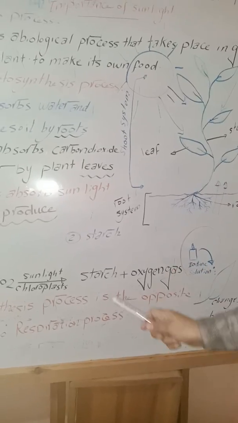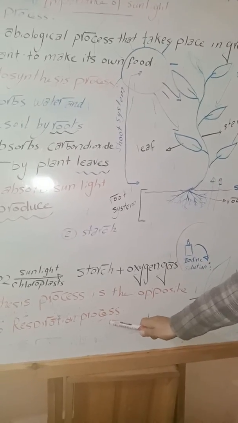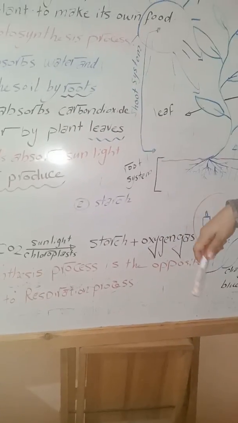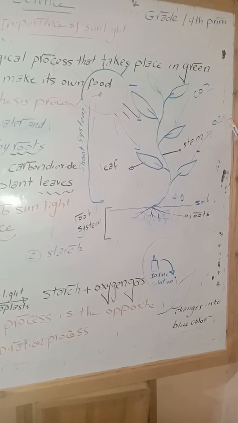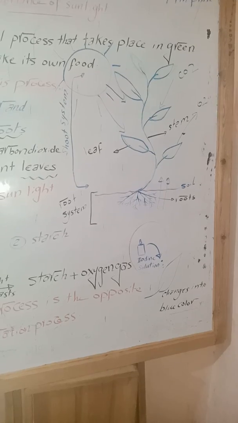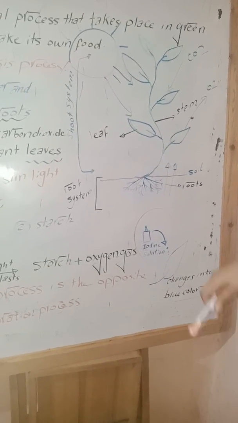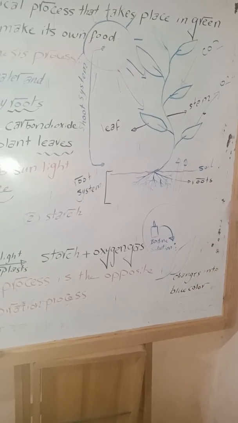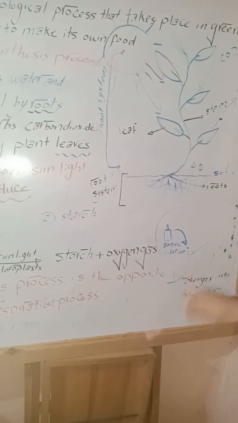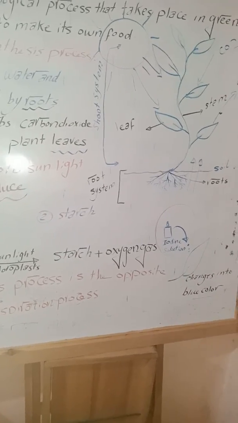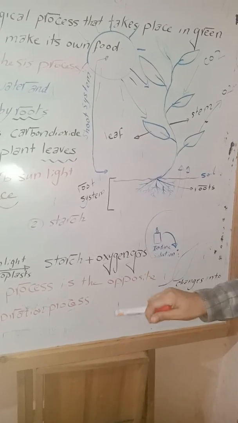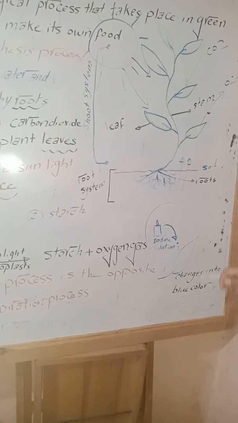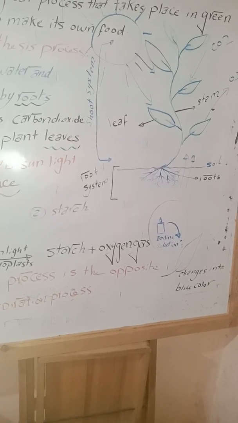Why is the photosynthesis process the opposite of the respiration process? During photosynthesis, green plants take in carbon dioxide gas and give out oxygen gas. While in the respiration process, we take in oxygen gas and give out carbon dioxide gas. During inhalation we take oxygen gas, but in exhalation we give out carbon dioxide gas.